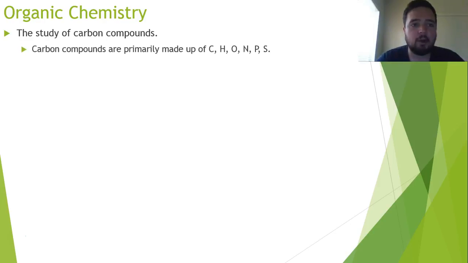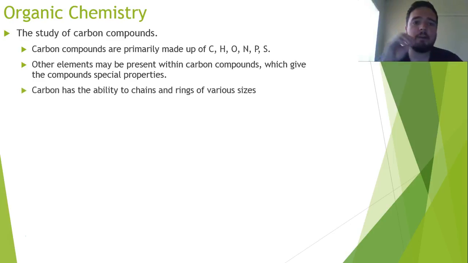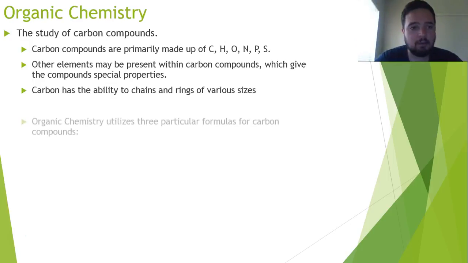Carbon compounds are primarily made up of nonmetals such as carbon, hydrogen, oxygen, nitrogen, phosphorus, and sulfur. Other elements can be present within carbon compounds, which gives them special properties and abilities. But if you want to study that further, when you go into college, you want to take organic chemistry, and you'll learn all about that, trust me. Carbon has the ability to form long polymers or chains and rings of various sizes.